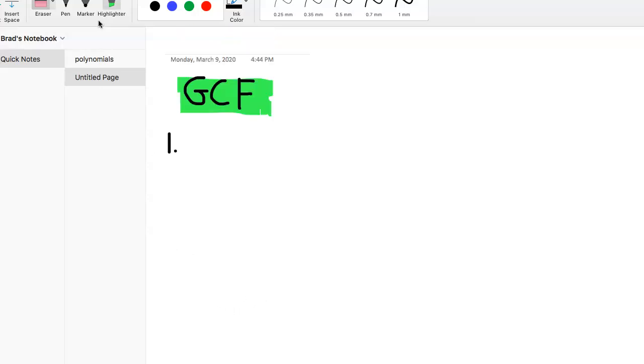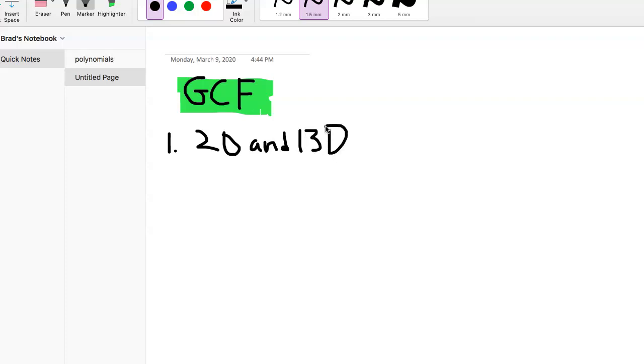So a good way to do this is to go ahead and look at the problem and then see if you can solve it. Just pause it, see if you can solve it, and then come back and watch how I did it. See if we did the same thing. Okay, 20 and 130.